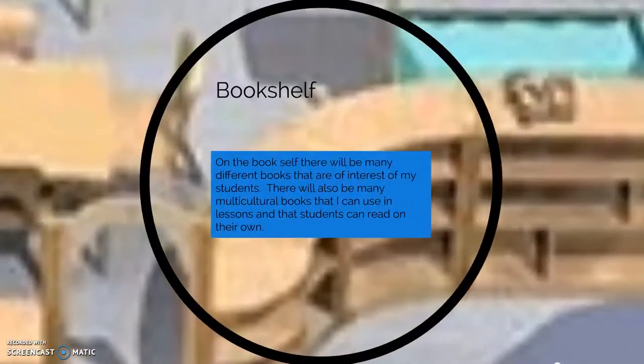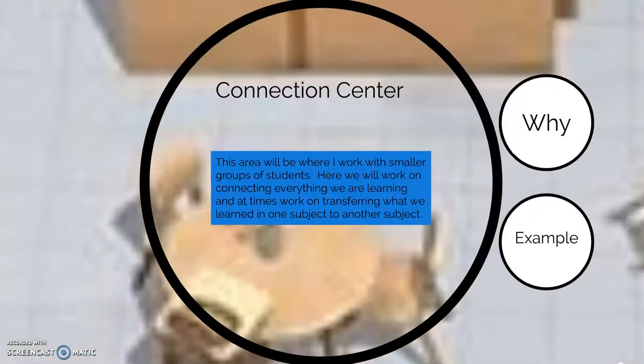The sixth spot I have is the bookshelf. On the bookshelf, there will be many different books that are of interest to my students. There will also be many multicultural books that I can use in lessons and that students can read on their own. The last spot I have is the Connection Center.